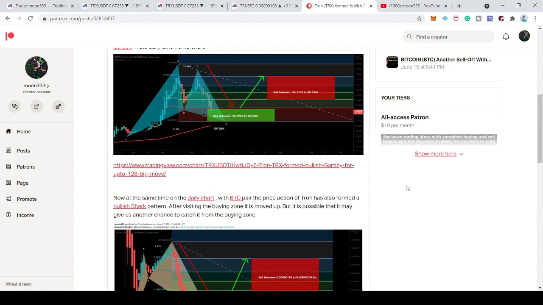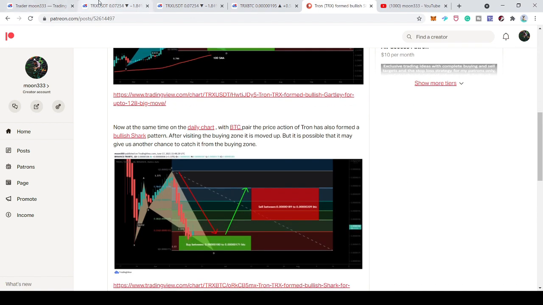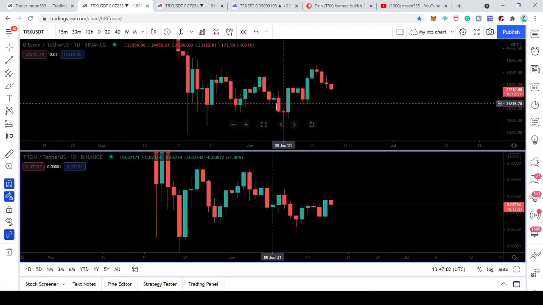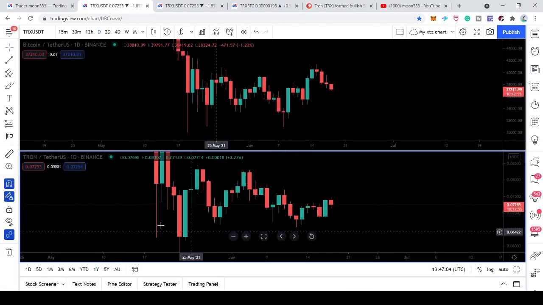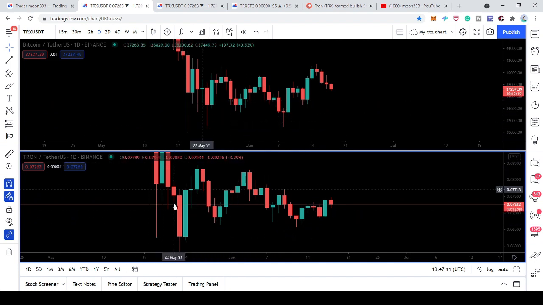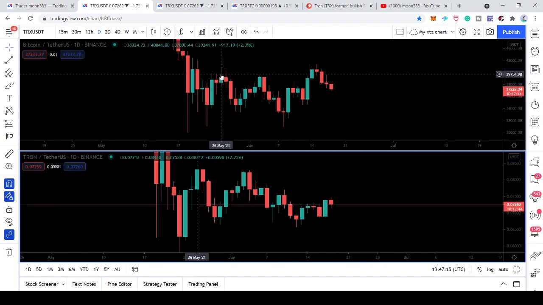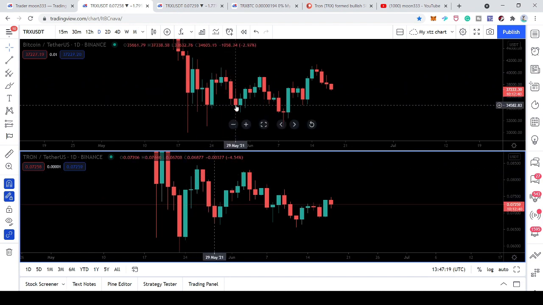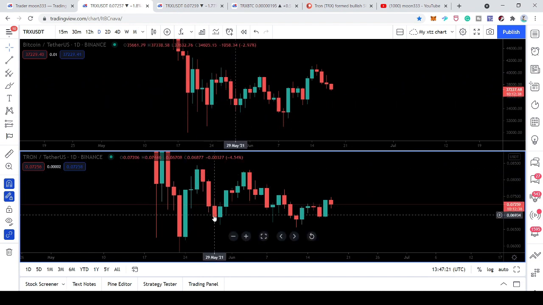Okay, first of all, I want to show you this move. This is the Bitcoin chart, by the way, and this is the TRX chart, and we can see that we had quite a firm correlation between the movement of the price action of both coins. For example, whenever Bitcoin was moving up, TRX was moving up, and when Bitcoin was moving down, TRX was following the move of Bitcoin.